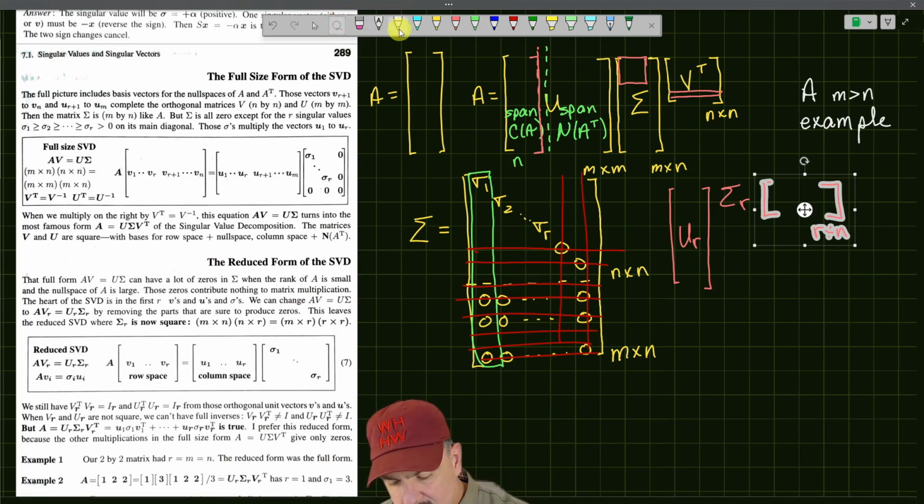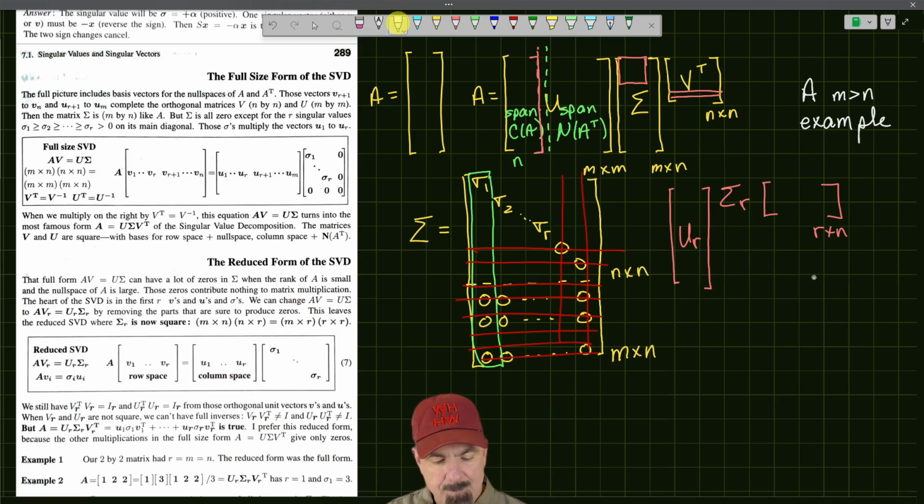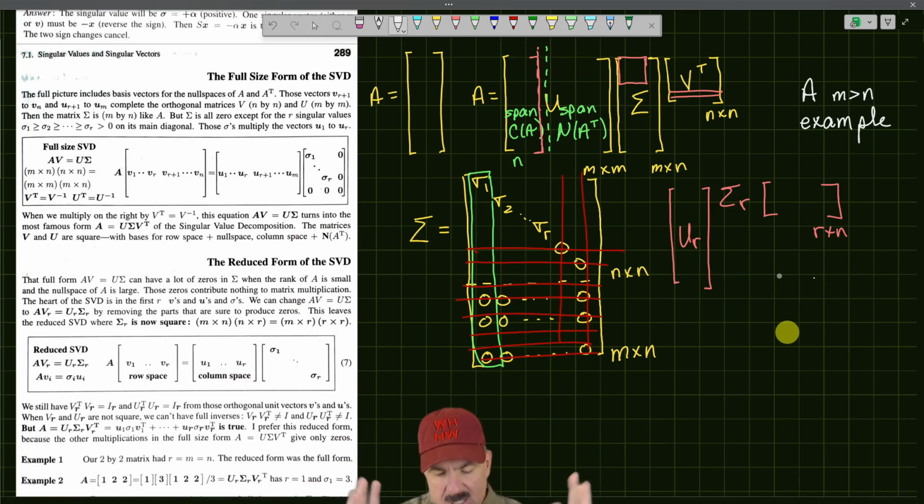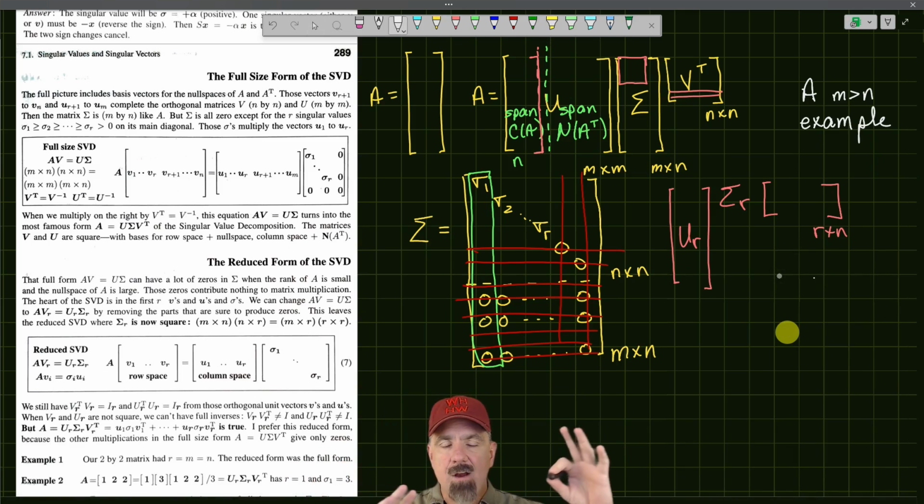And it's going to look like that. So what we end up with then, when we do the economy reduction, in order to not carry around all of the zeros.